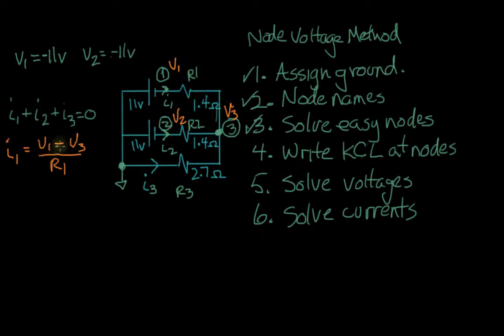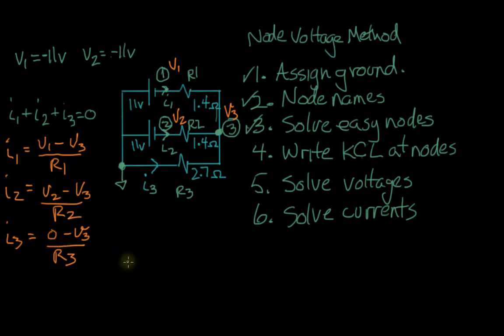Now we'll do the same for I2. I2 is V2 minus V3 over R2. And finally I3. I3 flows in from 0 volts and flows towards V3. So it's 0 volts minus V3 over R3. So these now become the three terms in our KCL equation.